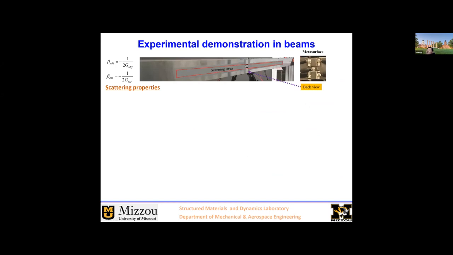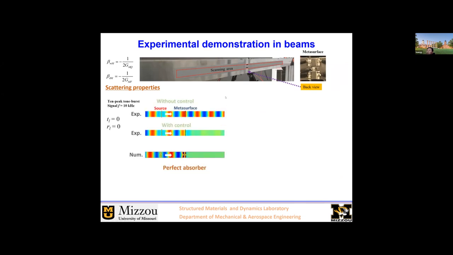Okay, so this is our experimental demonstration. There is one sensor to sense the incident wave, and we have two actuation pairs. For example, now we give the objectives.